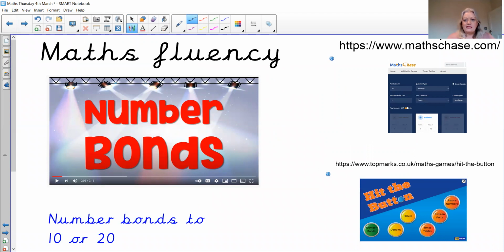Okay, for your maths fluency, I would like you to practice your number bonds that we've been doing all week. You can do number bonds to 10, number bonds to 20. You've got the hit the button game, the song, and the maths chase game. So pause your video while you practice your maths fluency number bonds.